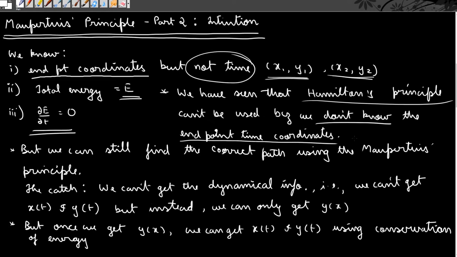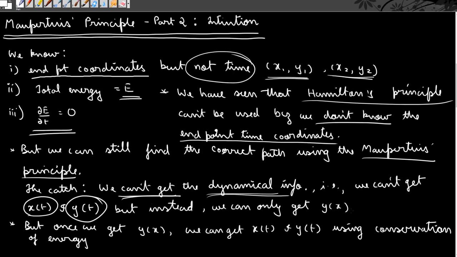In the last video we ended by saying that even though we cannot use Hamilton's principle, we can use another form of variational principle called the Maupertuis principle in such a scenario. I also told you that there is a catch to this, and I'm just going to reveal what the catch is now, and we will understand it as we proceed. The catch is as follows: from the Maupertuis principle we cannot get the dynamical nature of the path, which means we cannot get x as a function of t and y as a function of t, but instead what the Maupertuis principle gives us is the geometrical curve which the object is going to follow, in other words y of x.